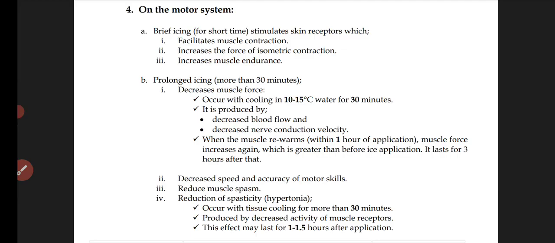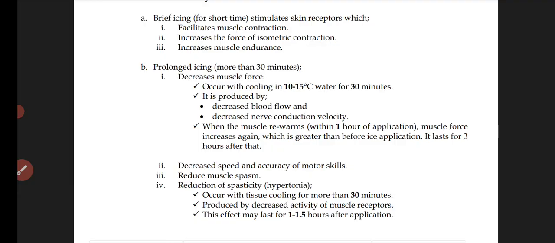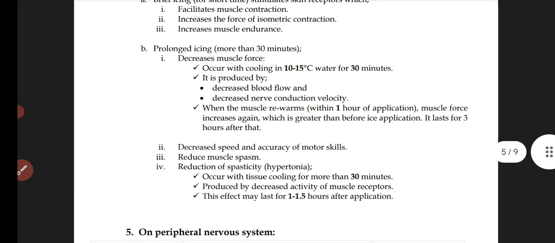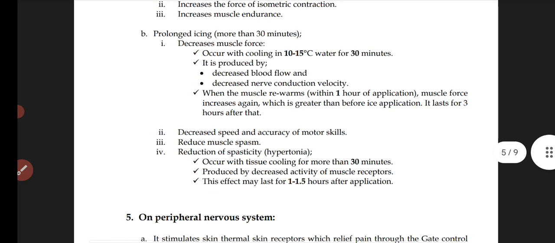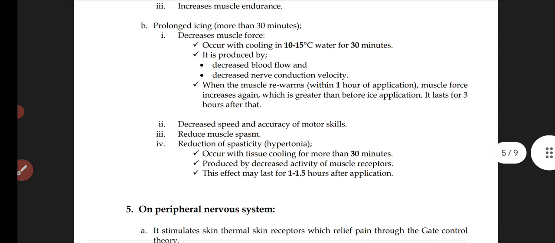Another effect on the motor system is that brief icing for a short time stimulates skin receptors, which facilitate muscle contraction, increase the force of isometric contraction, and increase muscle endurance. These are the effects of brief icing. Prolonged icing, more than 30 minutes, decreases muscle force, and occurs with cooling in 10 to 15 degree temperature water for 30 minutes. It produces decreased blood flow and decreased nerve conduction velocity. When the muscle rewarms within 1 hour of application, the muscle force again increases.